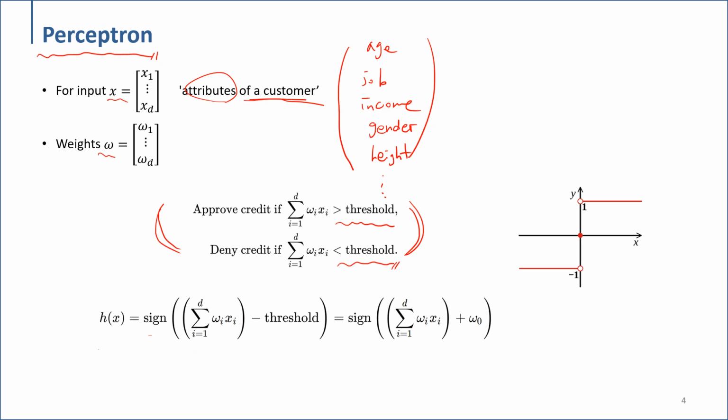So here the sign represents whether it should have a plus, a positive value, or a minus, a negative value. So if this is a plus, then you will get a positive value, and if this is a minus, then you will get a negative value. And for the threshold, it is our choice to determine the threshold. So in that, we can rewrite this as plus omega 0.